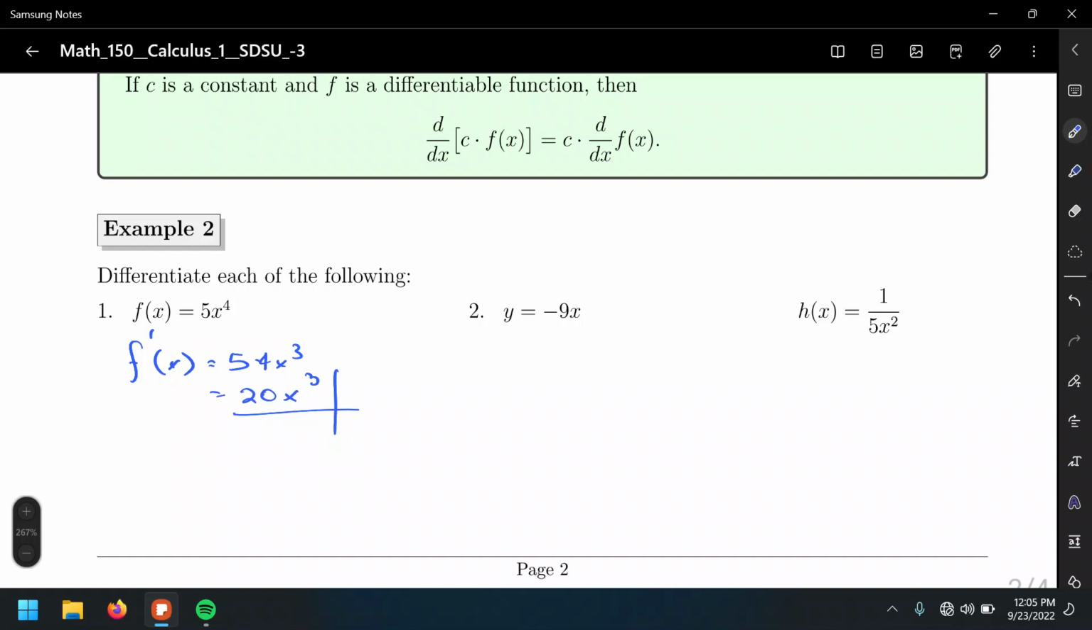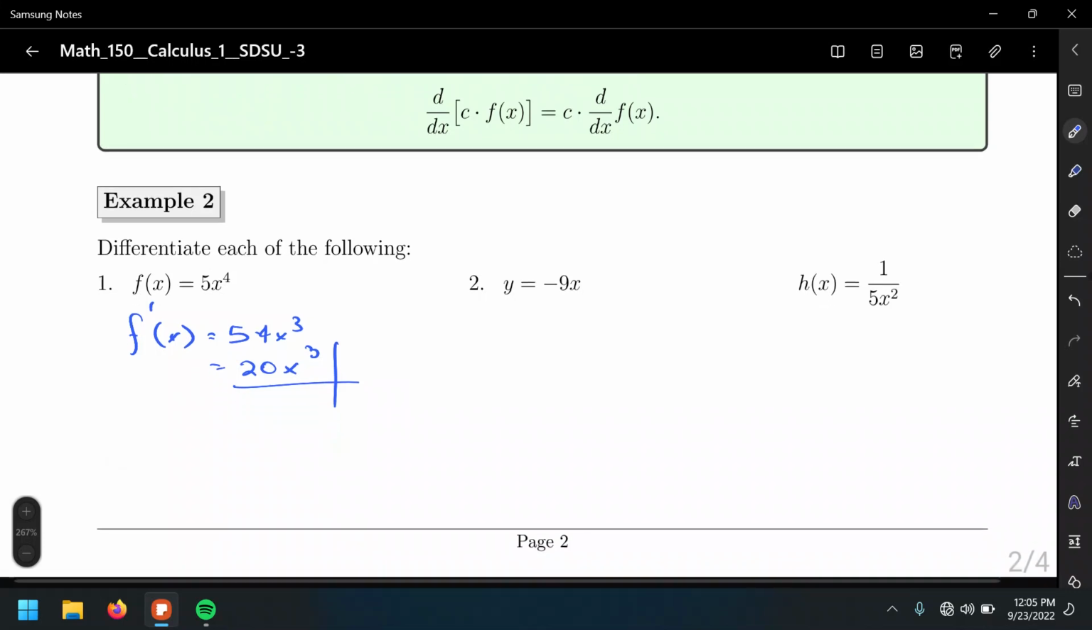Yes, we did this in seconds. Imagine having to do this with the limit definition, having to FOIL that x plus h to the 4 power. That would have taken forever, right? Luckily we have these rules. So the derivative of negative 9x, well, what's the derivative of x itself? Isn't that just 1 times negative 9? That's just negative 9.